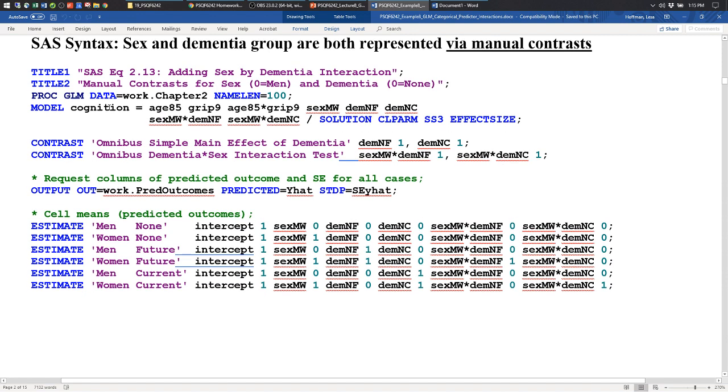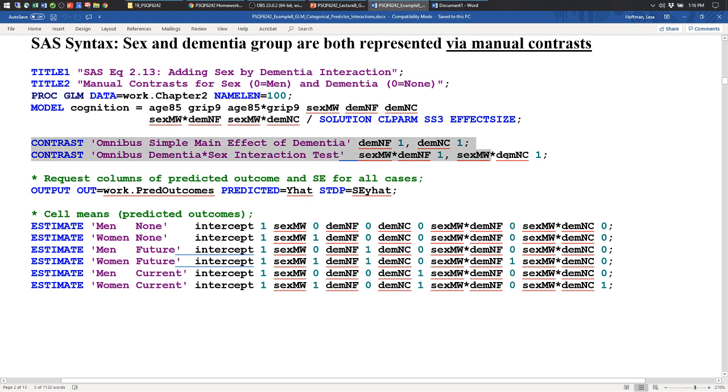So here's what we would do to get all of those pieces of information. Here's my model. I have rearranged it so that the effects of gender and dementia group are next to each other. So we have the 3 continuous variables that we already talked about. We're going to set those aside for now and just focus on this set right here.